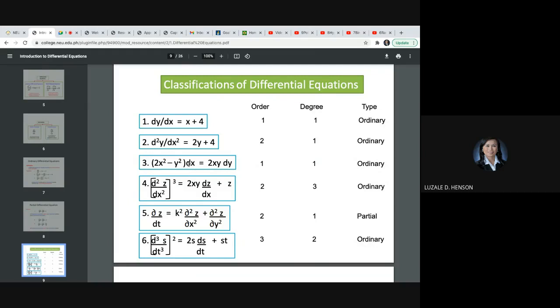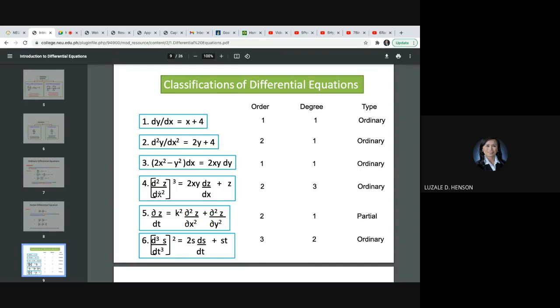Pero pag ito ilipat mo sa kabila, you can see that when you divide both sides of the equation by dx, then when the left side is multiplied by dx, divided by dx, cancel na yung dx dyan. Pero ito, pag i-divide mo ng dx, so you have a dy dx, which is of order 1. Kaya order 1 niya, degree is 1, this is ordinary.